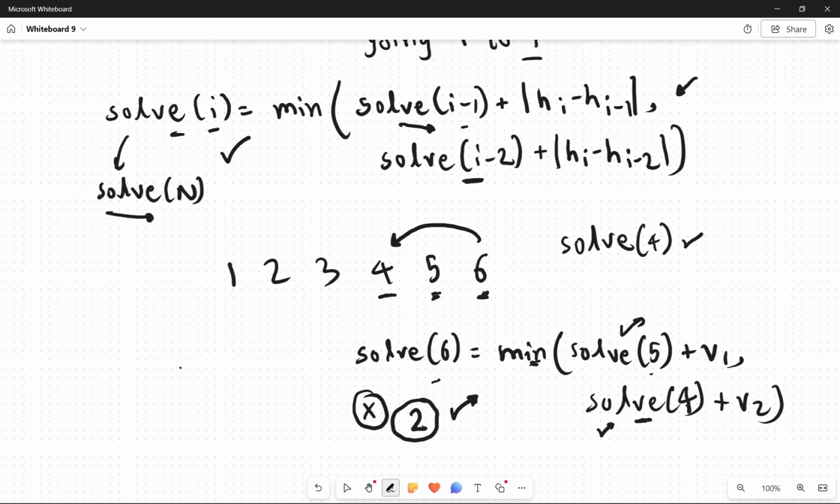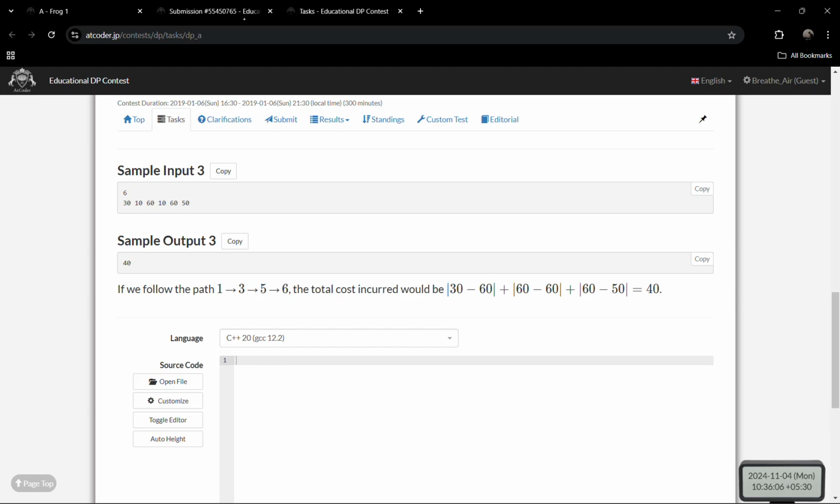That's why I will store the index and whether the solve function is calculated or not. Or you can use DP directly, dynamic programming. We just memoize the answers of each state. So that is what we will do. Let us take a look at the code itself.